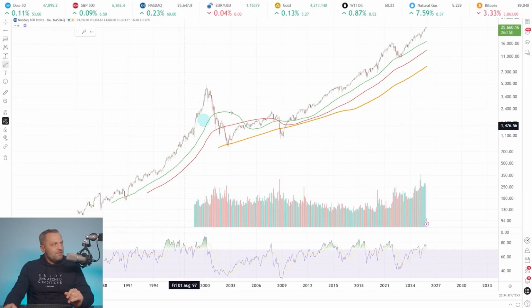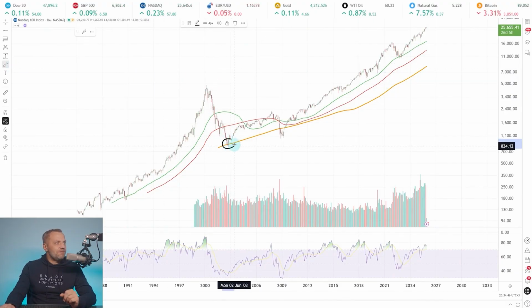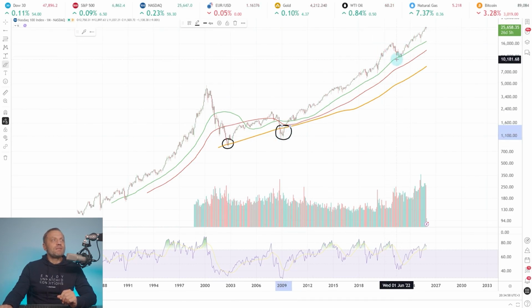Now we have the chart. It's a long-term chart, these are monthly candles, and here I want to highlight a few key points. This is still the Nasdaq index. The first point is right here, where we broke through the 200-month moving average. Here too, we broke through the 200-month moving average. And after that, we only tested the 50-month moving average once.